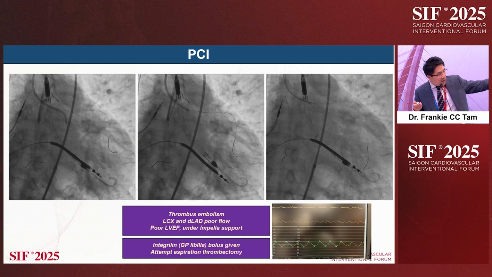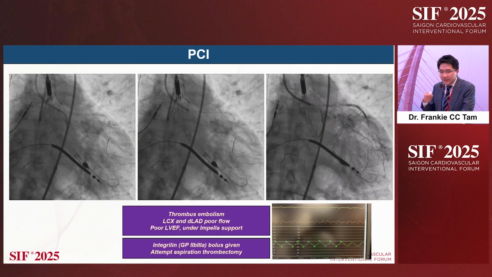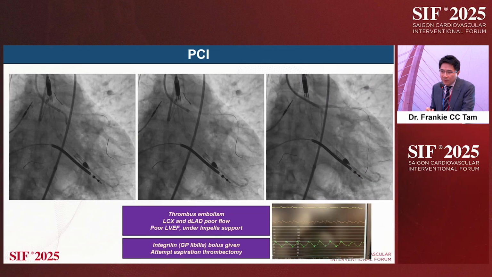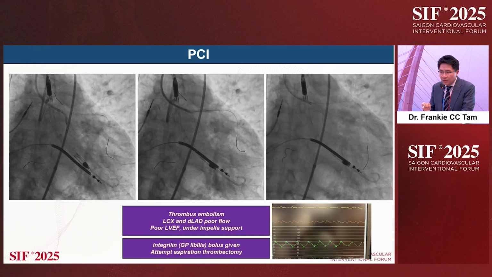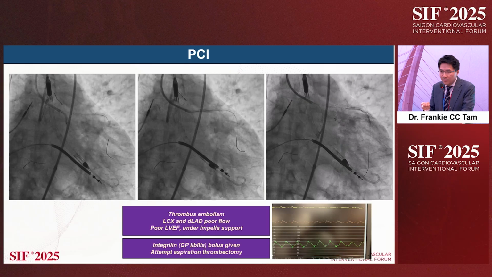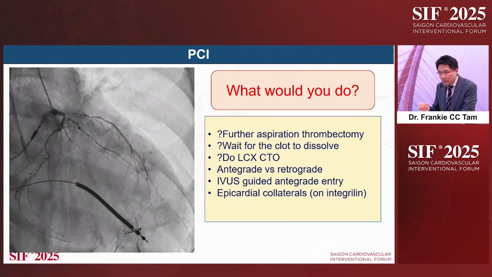Can you play the video for me, please? Right, okay, so we give some Integrilin, we attempt aspiration from the back-up catheter, but still the flow is not that good. And persistent ST change, pulse pressure reduced. So this is a very tough situation now. So what will you do? Further aspiration from the catheter, and we just wait for the code result.